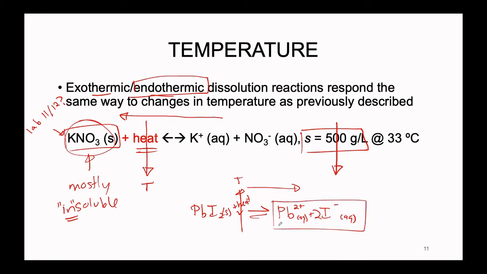We would be able to fit more of the ions in solution. We would turn its solubility up. And in fact, if we increase the temperature of a lead iodide solution to about 70, 80 degrees Celsius, we can actually get an appreciable amount of the lead iodide to dissolve and turn it into a clear colorless solution and remove all of the solid.